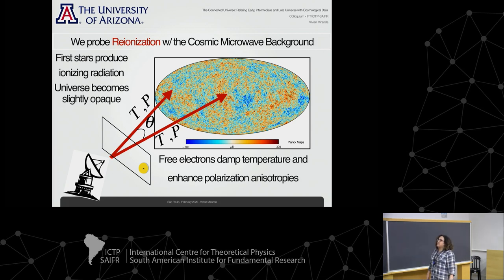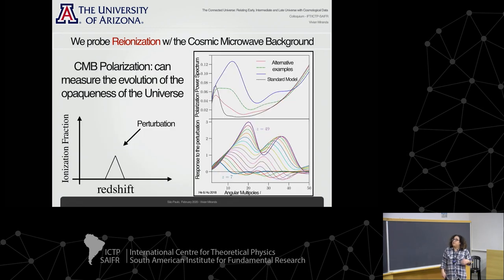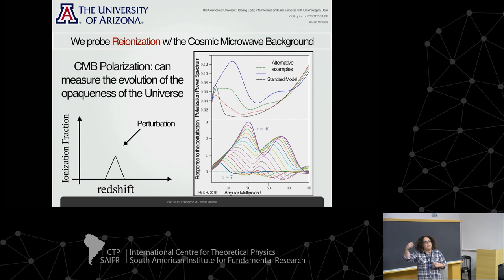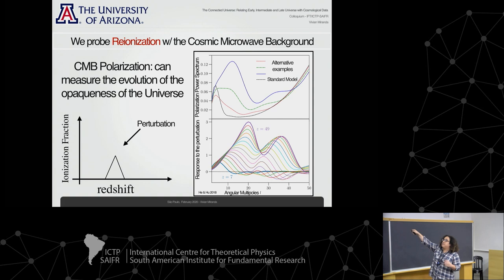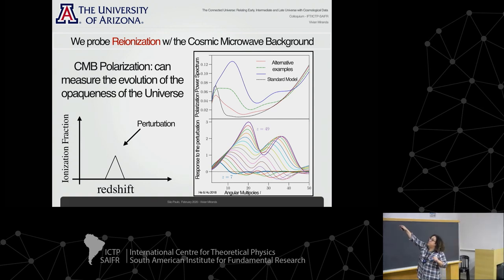The answer is yes, but for this it's better to use not the power spectrum of the temperature, the intensity of light, but the power spectrum of one of its polarization states. Here I'm showing the polarization power spectrum, the EE mode, one of the two, and different models of reionization. Here, reionization starts earlier; here it starts late, but it's really fast. And you can see that depending on where it starts and how fast it goes, you can predict different shapes that we can constrain with data.